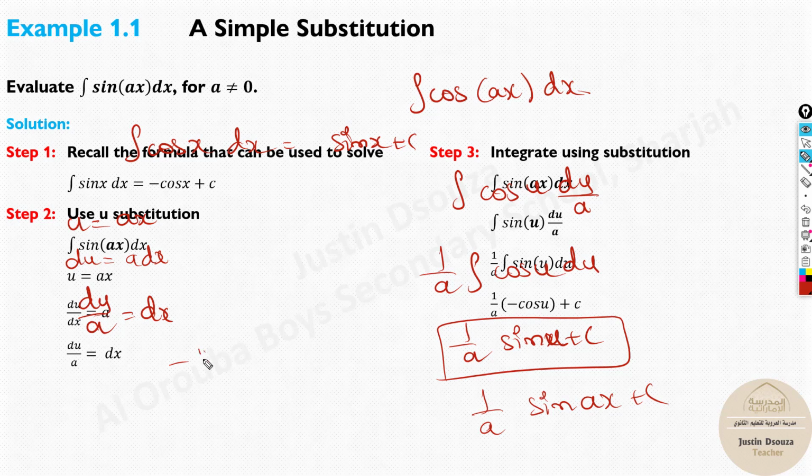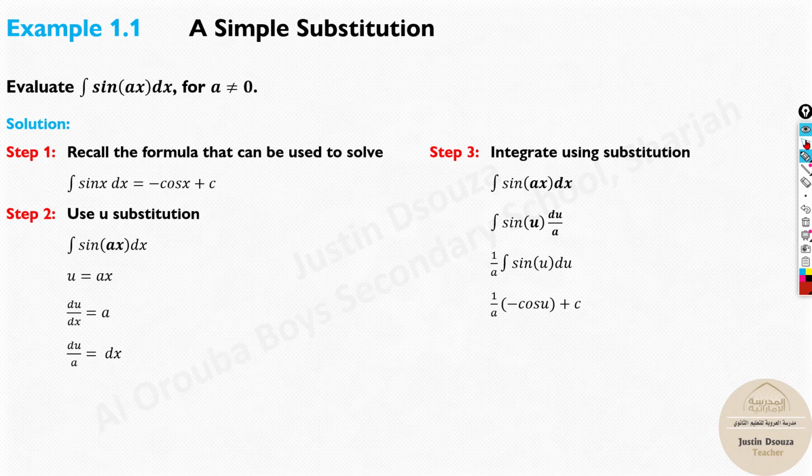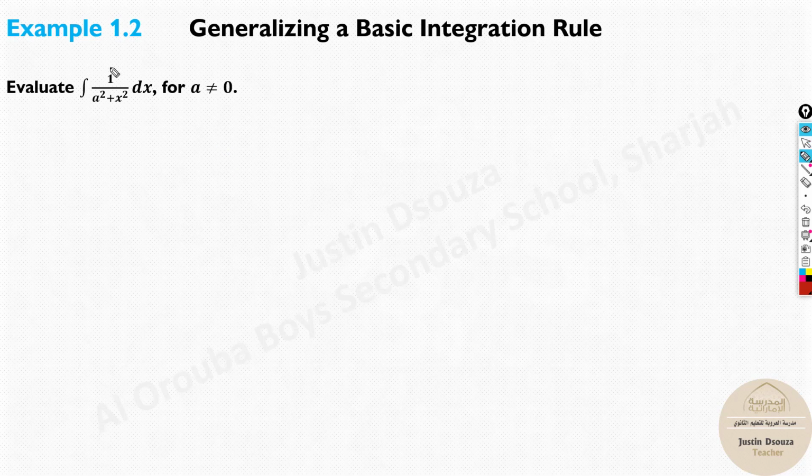Remember, when you get that minus 1 by a cos u plus c, if I've written x, please remember this was supposed to be u. Now here, what is the u value we have assumed? It is ax, so we substitute instead of u the ax value. As you can see here clearly, it's substituted back. That is important.